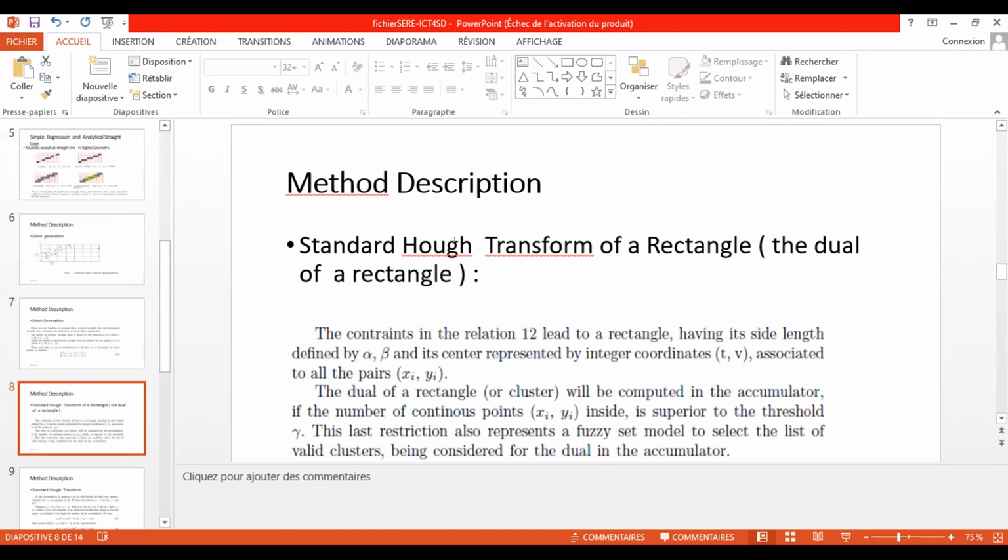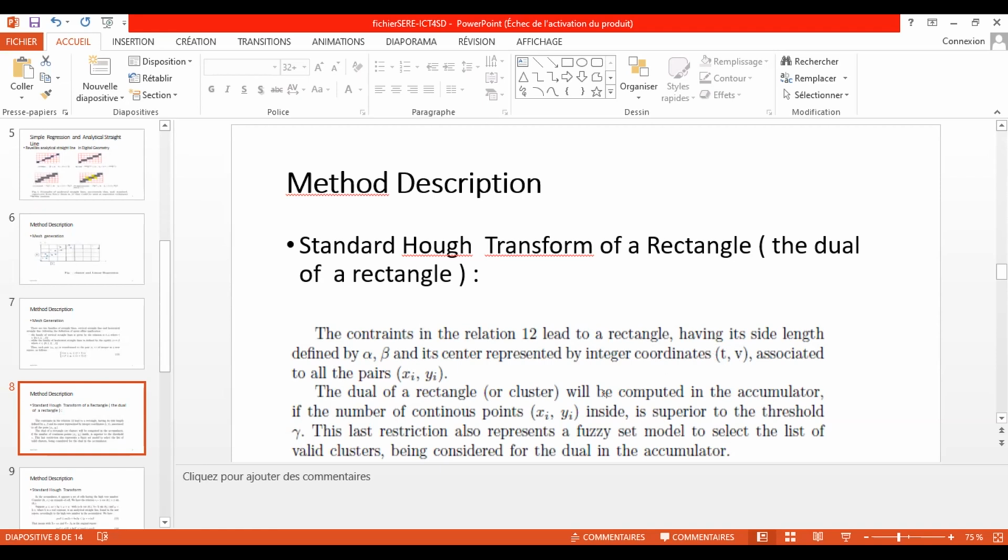And we applied the standard Hough transform of a rectangle, because before, in another paper, we defined the standard dual of a rectangle. That means the dual of a rectangle. The relation 12 in the previous slide leads to a rectangle, because a rectangle is just a cluster having its side length defined by this parameter and its center represented by integer coordinates associated to the pair. That means two points can be in the same cluster, referenced by this coordinate.